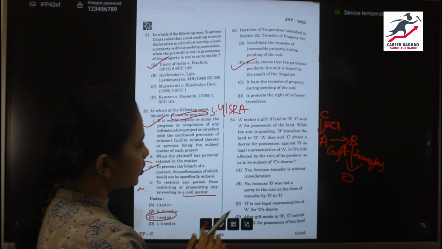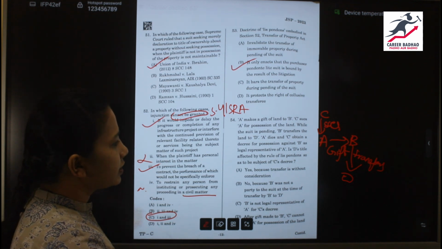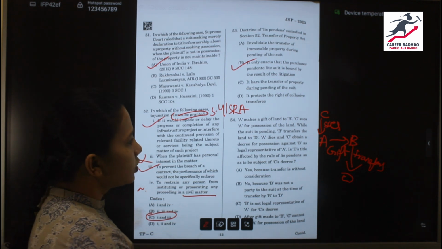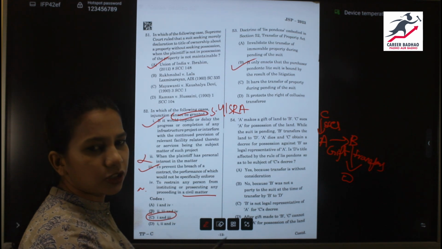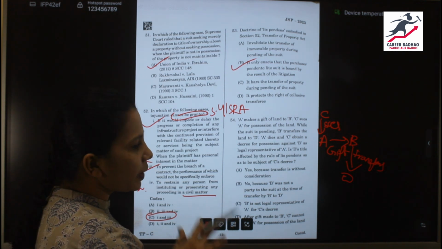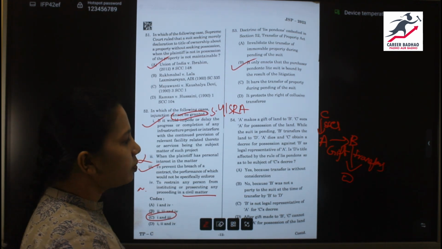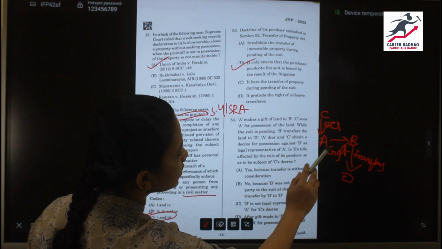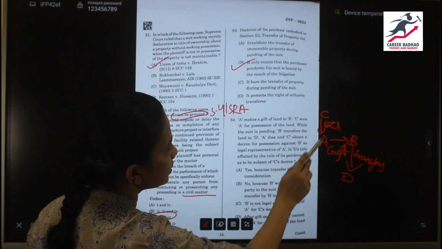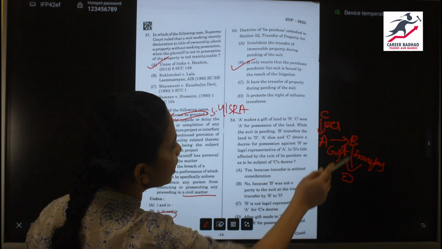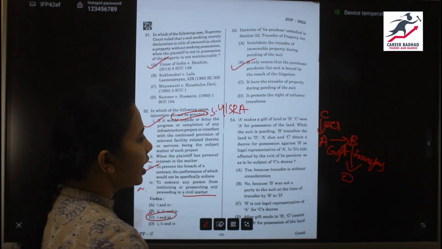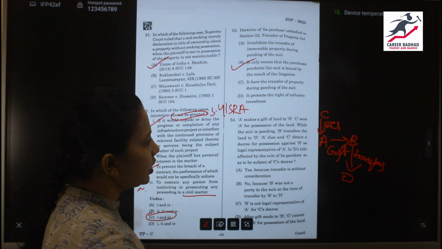So here we need to see whether the elements of section 52 are fulfilled or not. One of the important criteria of section 52 is that during the pendency of suit, the property should not be transferred. But in this case, we can see that before C instituted a suit, B had already transferred the property to D. Hence, the doctrine of lis pendens won't apply in this case.